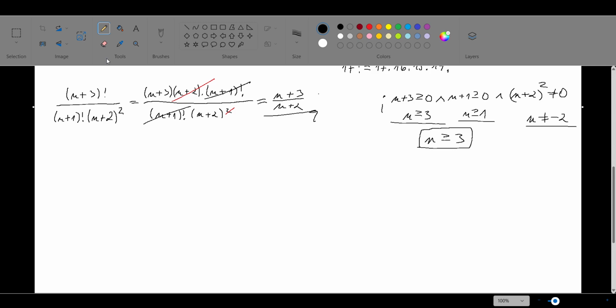Now let's go to something which is a little bit more complex, and then I'll try to solve a really tricky exercise. So the next one could be this one. Okay, n plus 1 factorial, take away n times n factorial over n minus 1 factorial.